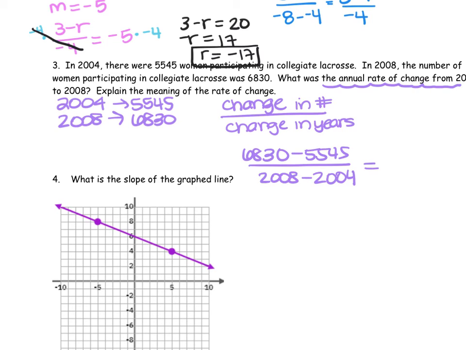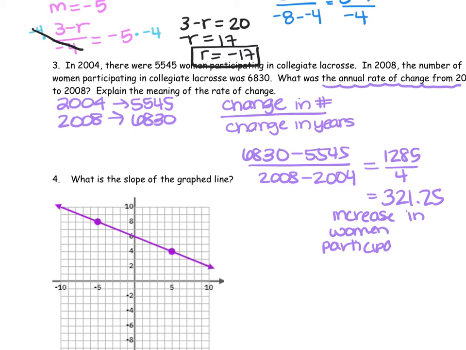Then you're going to grab your calculator. 6,830 minus 5,545 is 1,285 divided by 4 is 321.25. So this is the increase in women participating per year. So each year, an additional 321.25 women participate in collegiate lacrosse.